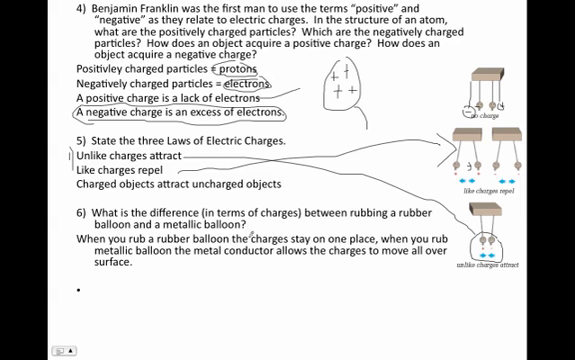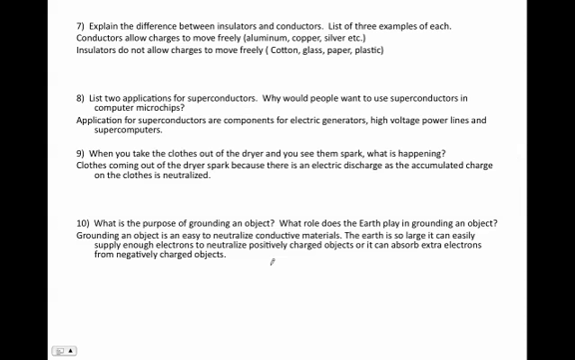What's the difference between rubbing a rubber balloon and a metallic one? When you rub a rubber balloon, the charges stay in one place, whereas when you rub a metallic balloon, the metal conductor allows the charges to move all over the surface. What's the difference between insulators and conductors? Conductors allow charges to move freely, and they're usually metals. Insulators do not, and they're usually non-metals.